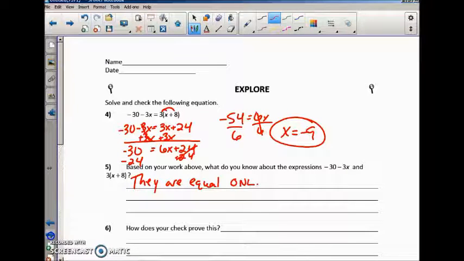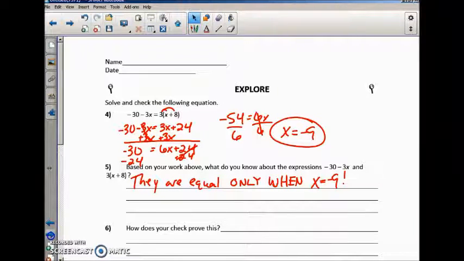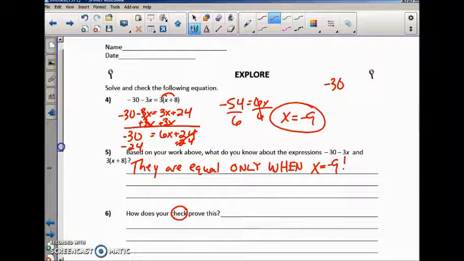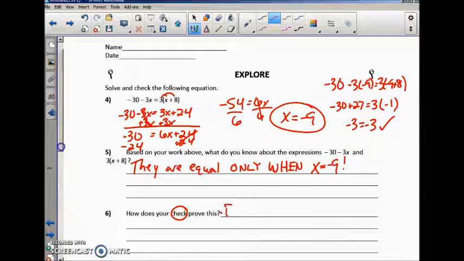Okay, so how do we know, or what do we know about this? They're only equal when x is equal to -9. If I plugged in -9, it's the only time they're going to work as far as a true statement. How can we tell? We can go back and check as we're doing here. -3 equals -3, and we're solid.